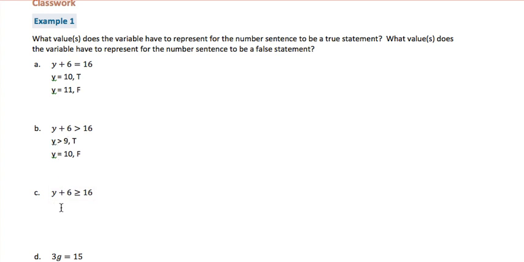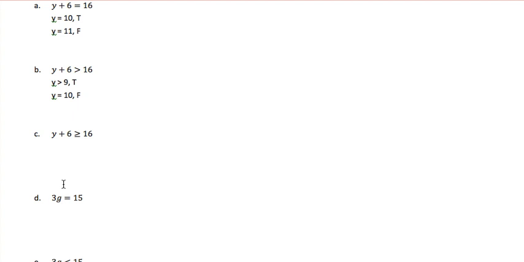In C, if y plus 6 is greater than or equal to 16, y will need to be greater than or equal to 10. And that will make it true. Whenever y is less than 10, it will be false.